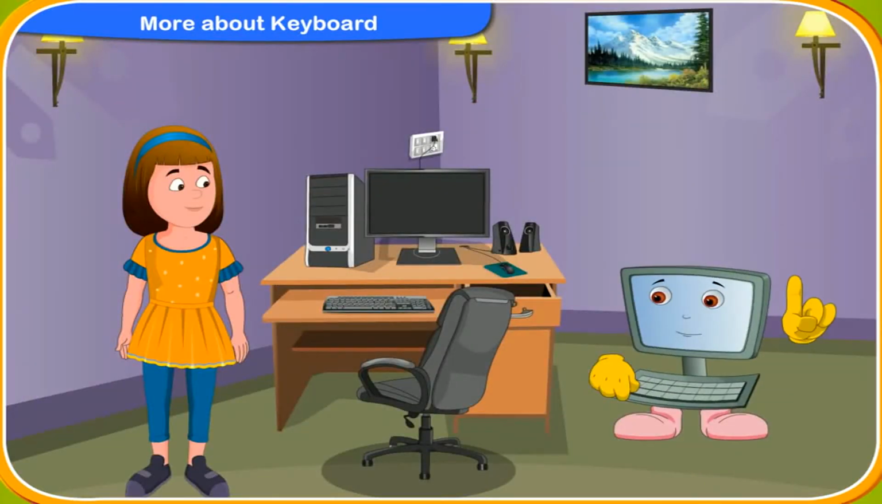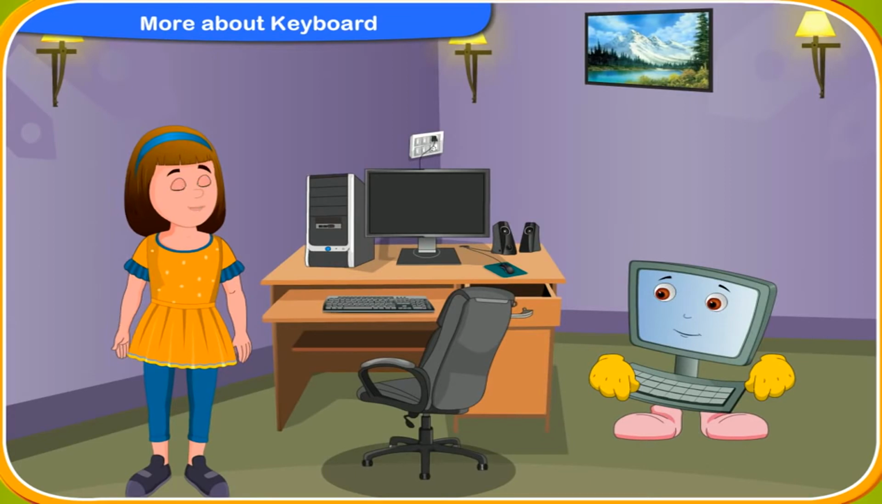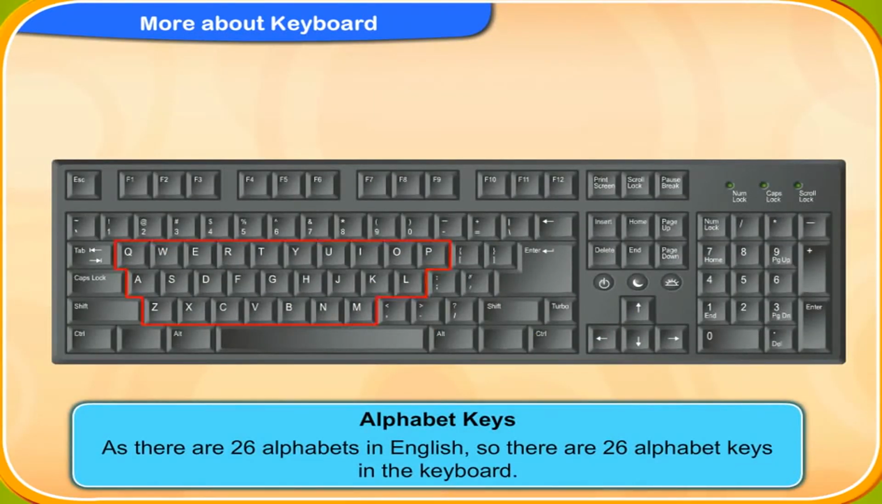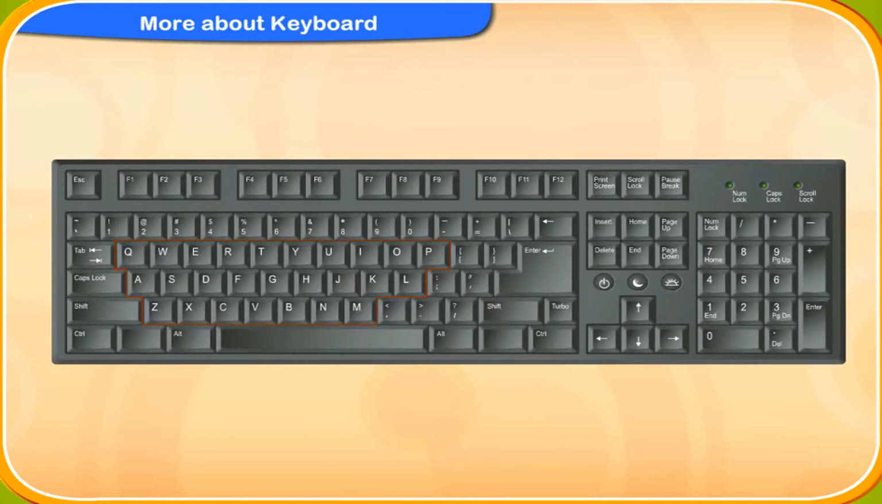Rennie, do you know how many alphabets there are in English, from A to Z? I think there are 26 alphabets in English. You are right, Rennie. As there are 26 alphabets in English, there are 26 alphabet keys on the keyboard. The alphabet keys are used to write letters or paragraphs in the computer.